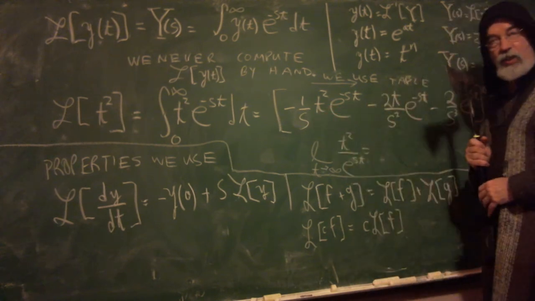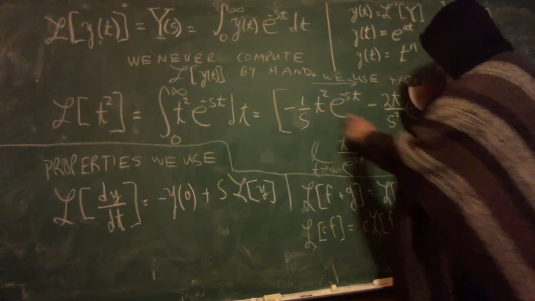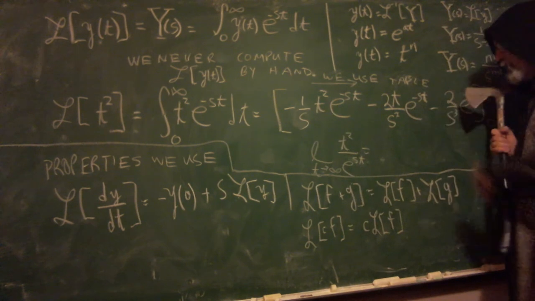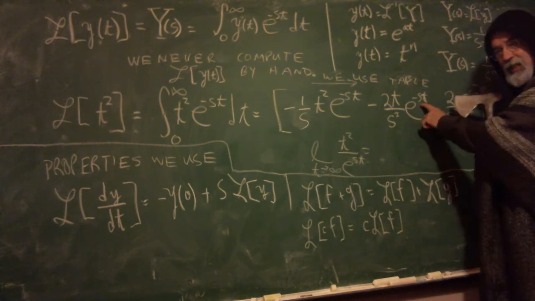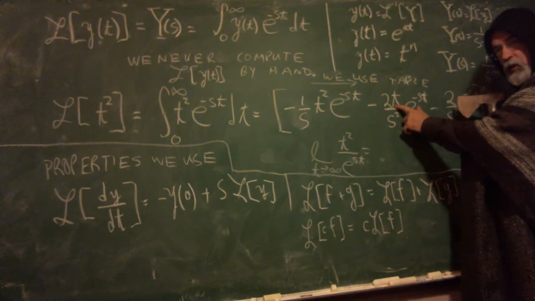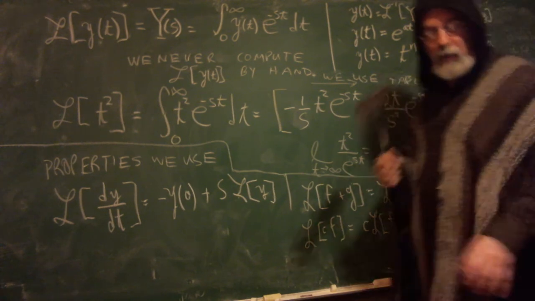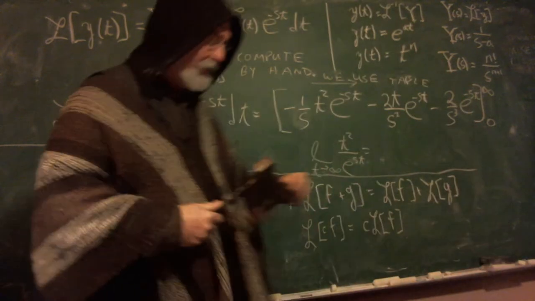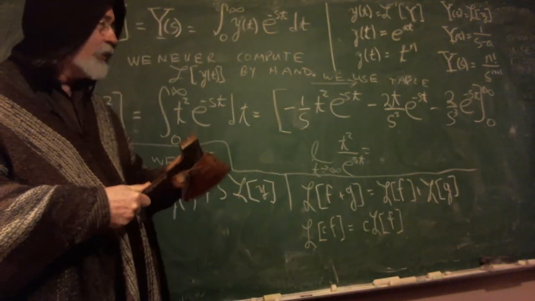And then you put in 0 for t. This thing is 0. Same thing happens here. You put in infinity for t. This e to the negative st wins. So that's a 0. You put in 0 for t. This 0 turns the whole thing into 0. One piece doesn't go to 0. It's the very last part of this integration by parts.